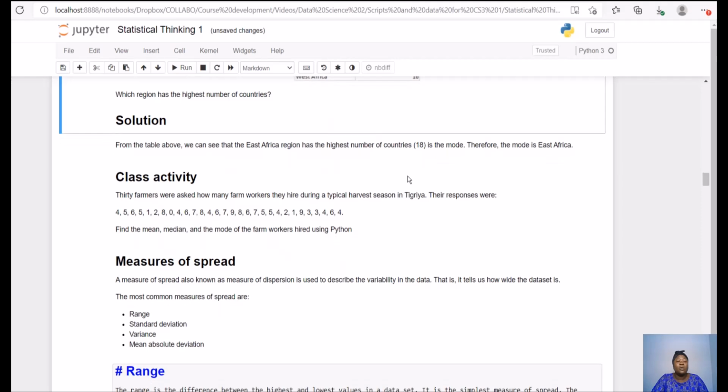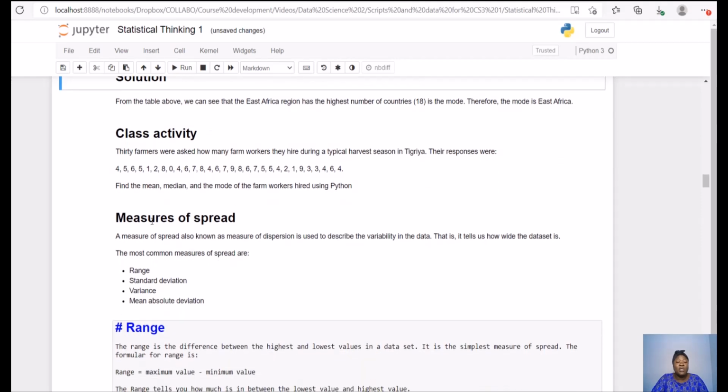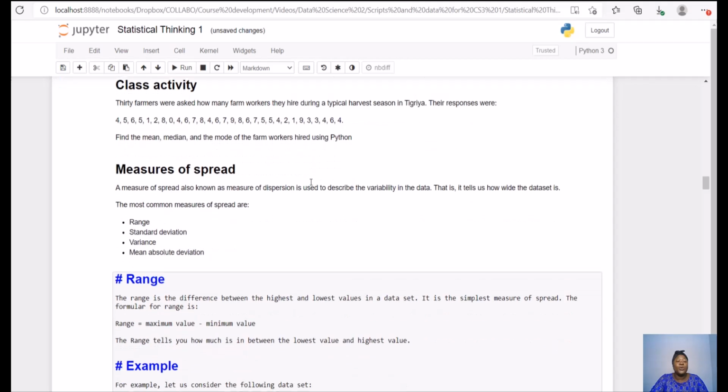East Africa has 18 countries in total. Now our class activity will be that you resolve this by trying out the responses of farm workers hired during a typical harvest season in Tigya. Their responses were this. Try to find the mean, the median, and the mode of the farm workers hired using Python code.